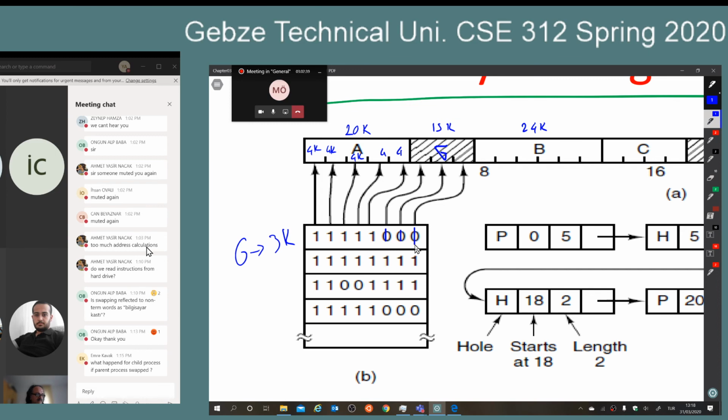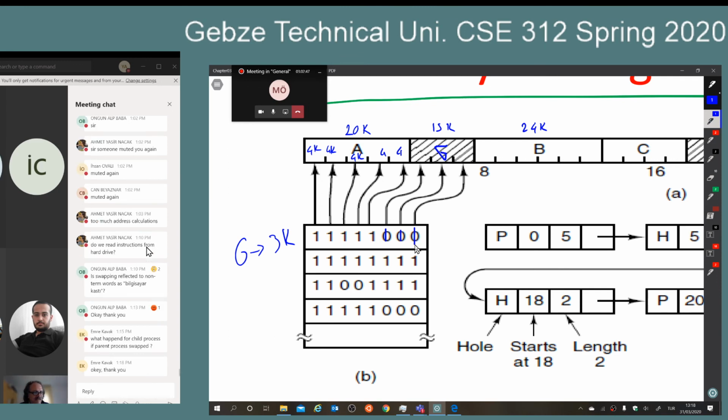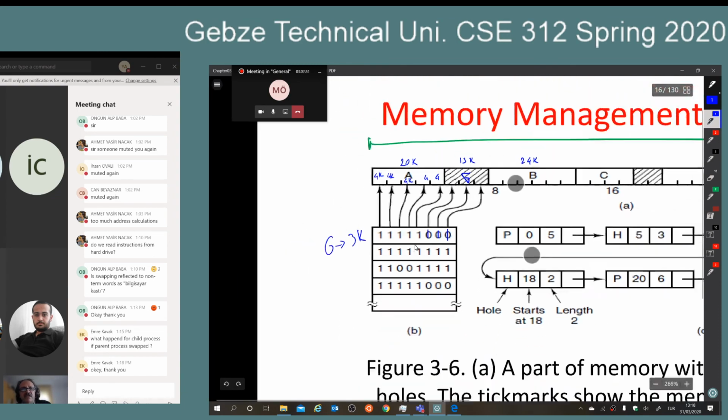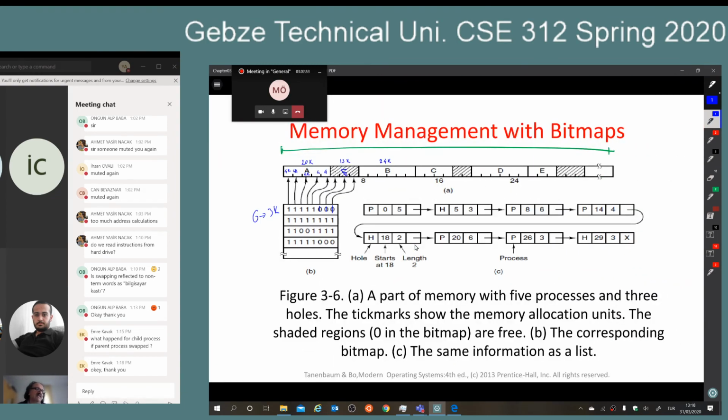Okay? So swapping has no effect in regards to children and that kind of stuff. If a program is terminated, of course, it is not swapped out, it is just terminated. So this is what you do with the bitmaps. This is not the only way. What is the advantage of a bitmap?